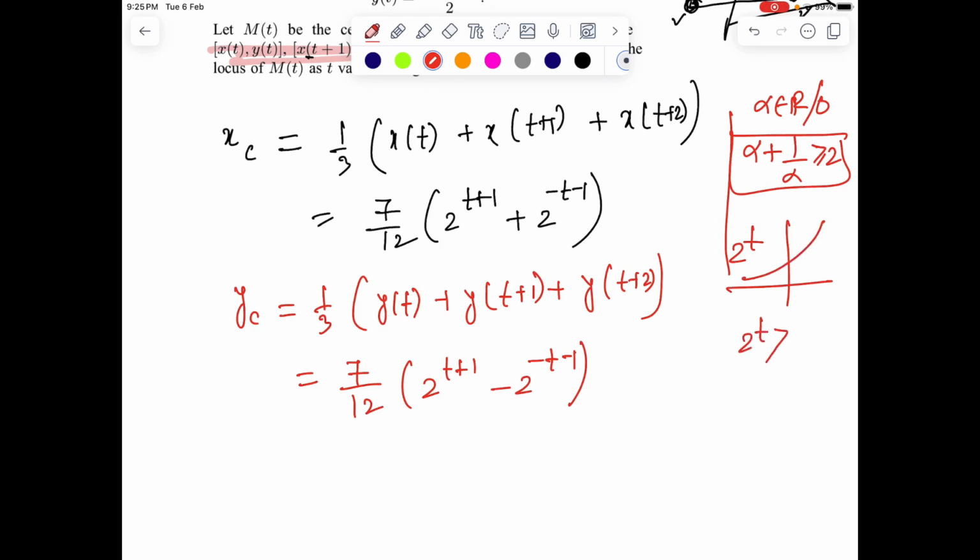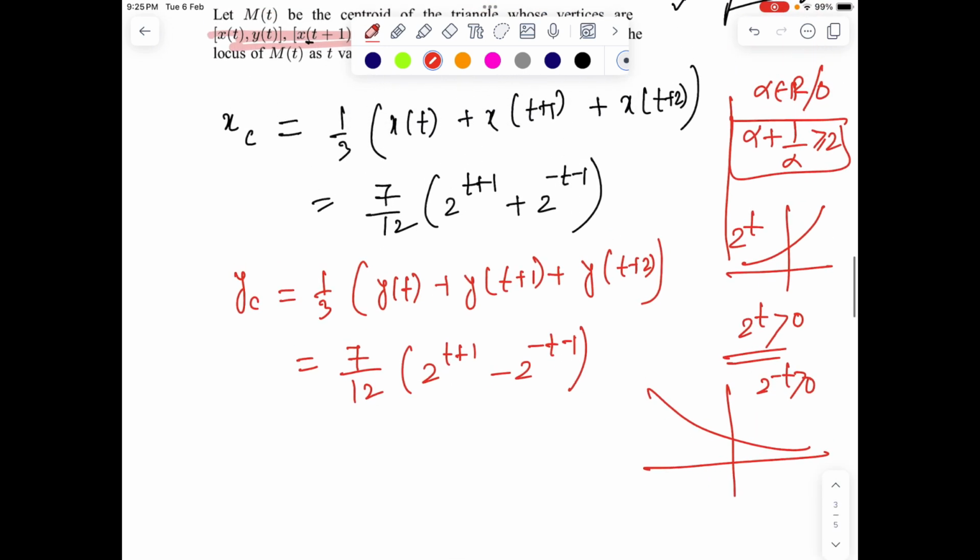So 2 to the power t will always be greater than 0. Similarly 2 to the power minus t will also be greater than 0, as you can see from the graph. So I can clearly see this expression is definitely more than 7/6 if I apply AM-GM. Similarly, for the values of y, we can't conclude as of now, although we can find the range as well.